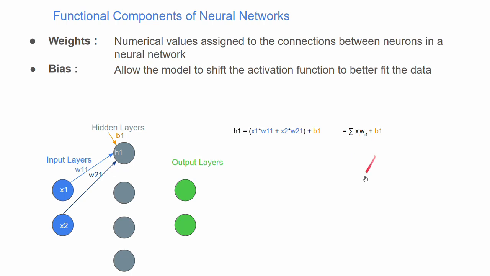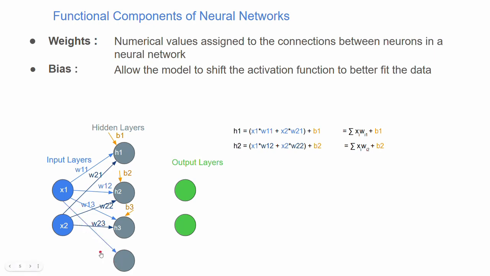In short, we can write this in summation form. Then again we have h2. How do we get it? From x1 we get a weight, from x2 we get a weight, add the bias, and then we get h2. In short form, we write it as a summation. Similarly, we will have h3: add the two weights and the bias, and we have h3. Then for h4, the two weights, the bias, and then we get h4.